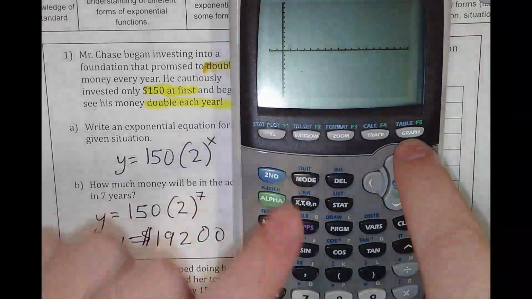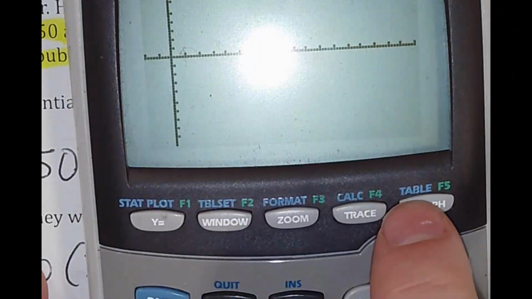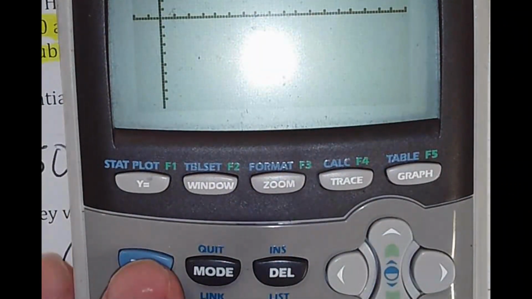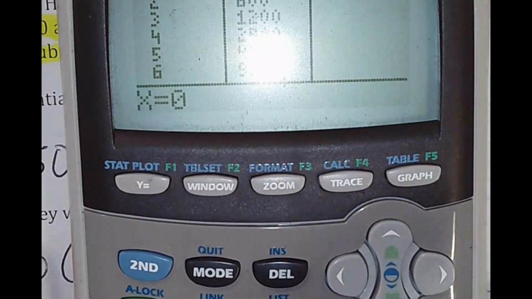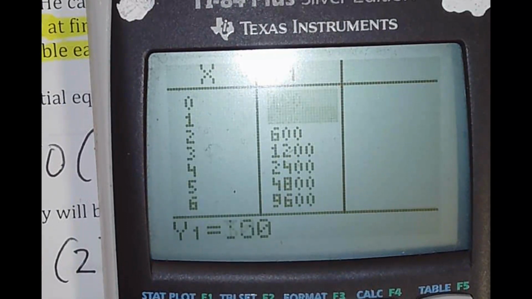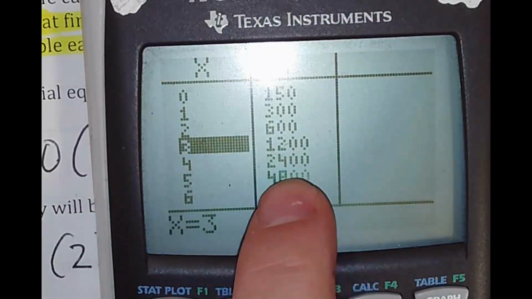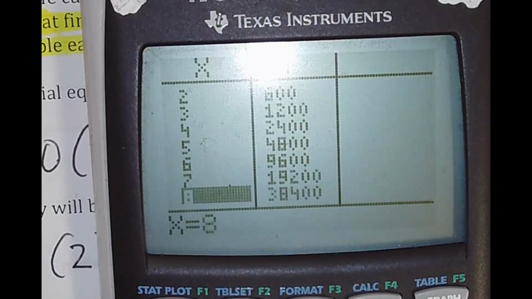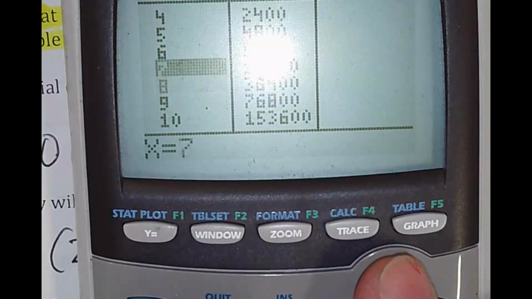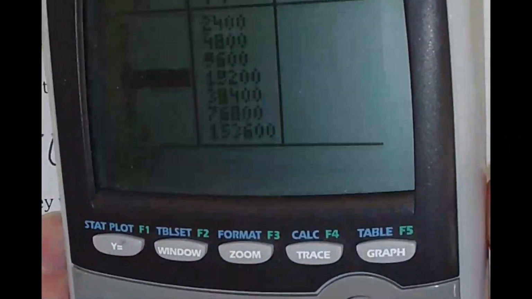So I'm going to go ahead and access where it says table on your calculators. How do I access that blue button? Right, press second, table, and it gives me the table of values. What's crazy is we know that after 1 year, he's going to have 300. He's going to double it, get 600, double it, get 1200. Keep on doubling it, and we can go down just by pressing the down button. How much will he have after 7 years? There it is, right there. 19,200.